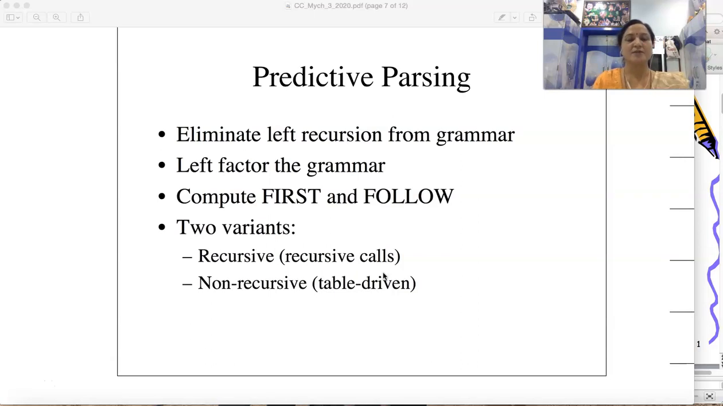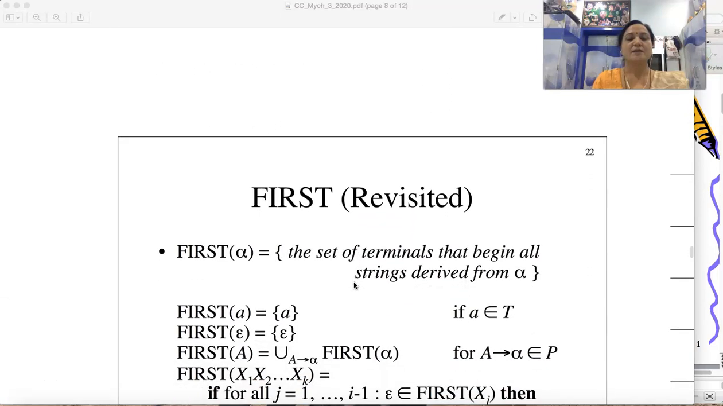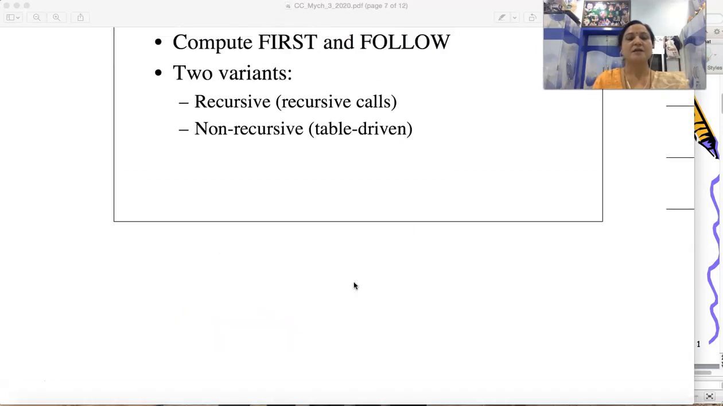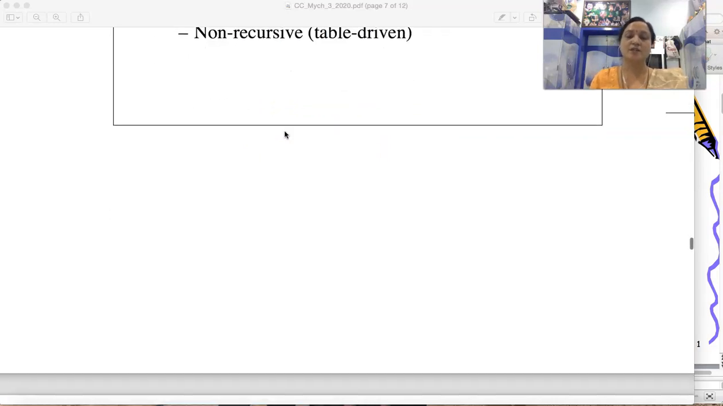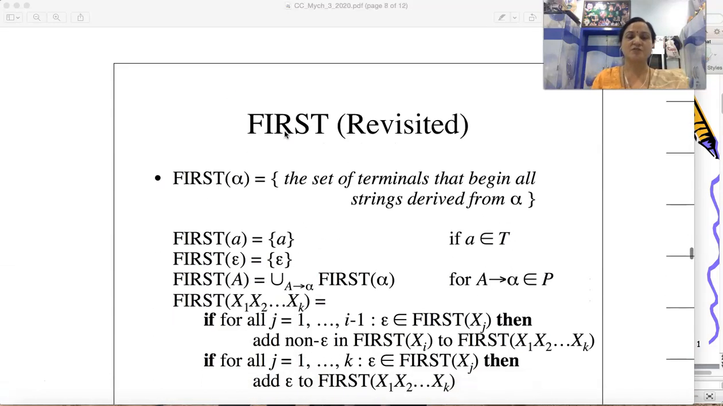Now there are two variants of predictive parsing. The first one is recursive parsing, the second is non-recursive parsing. In recursive parsing, recursive procedure calls are used to expand the non-terminals, and in non-recursive parsing, recursive procedures are not used. Rather, a table is used which is called the LL1 parsing table. So the table will give the guidelines to the non-recursive parser on what action is to be taken at what point so that it can have a successful parsing.